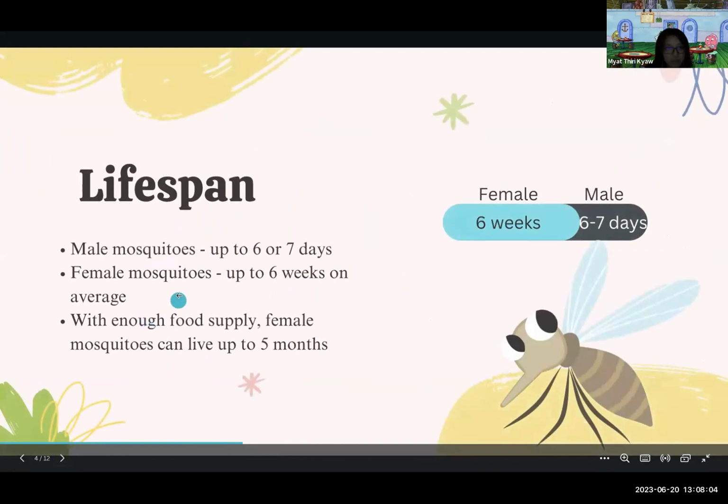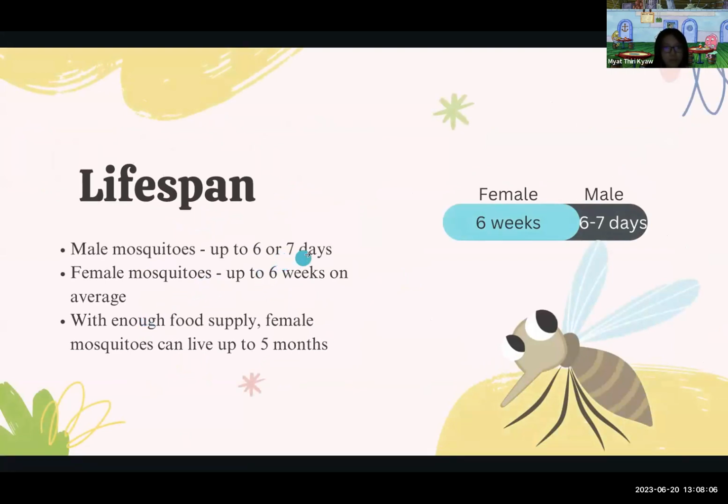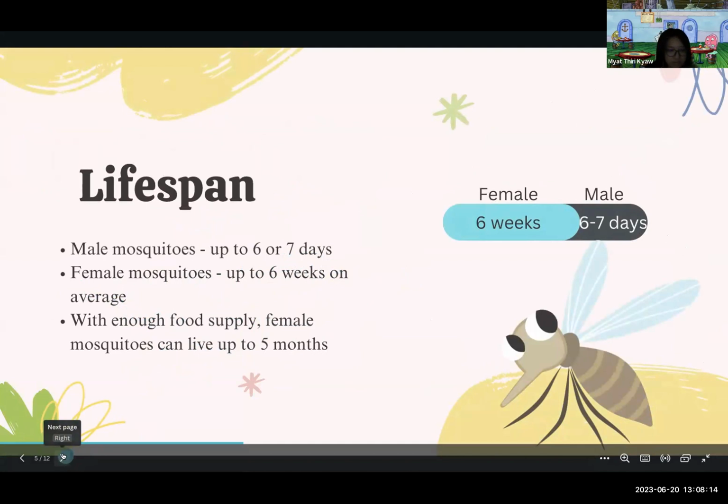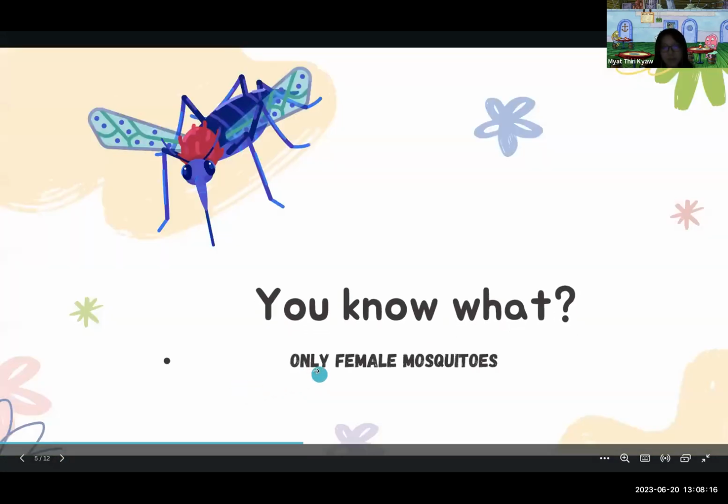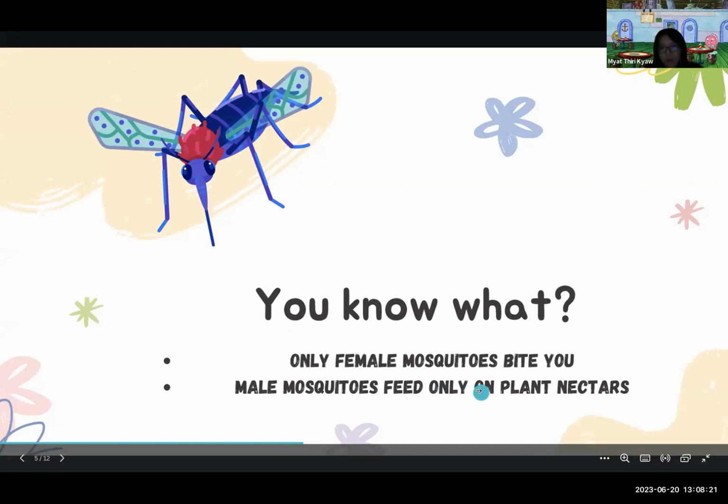Lifespan of the mosquito. Male mosquitoes only live up to 6 or 7 days on average, while female mosquitoes live up to 6 weeks on average. With enough food supply, female mosquitoes can live up to 5 months. Fun fact: only female mosquitoes bite you, and male mosquitoes feed only on plant nectar, which means they don't bite you.